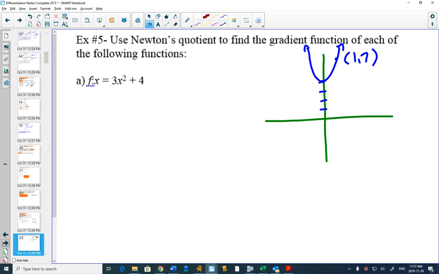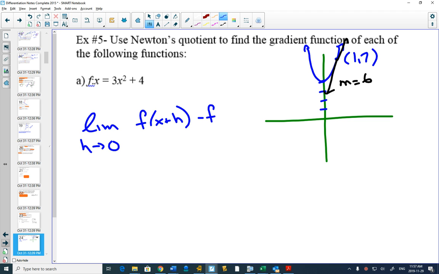I'm going to tell you, before I do all this math, that if you drew a tangent at (1, 7), its slope is equal to 6. We're now going to figure out how the algebra shows us this. So this question says use Newton's quotient. So we need to use the limit as h goes to 0 of f of x plus h minus f of x all over h.